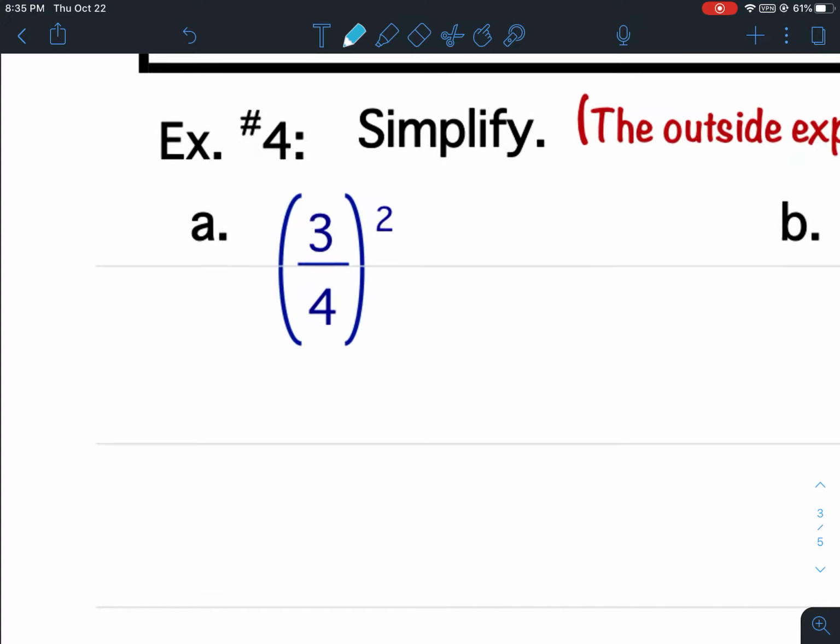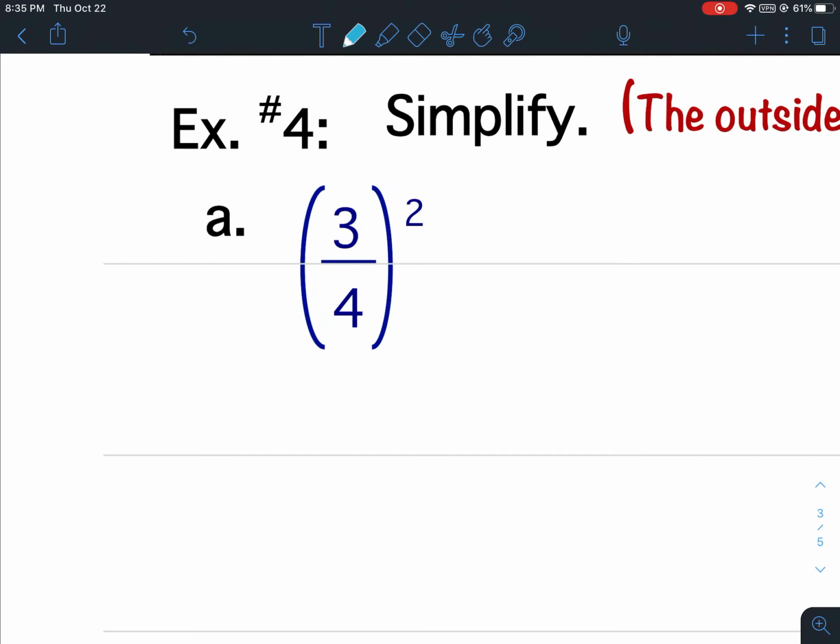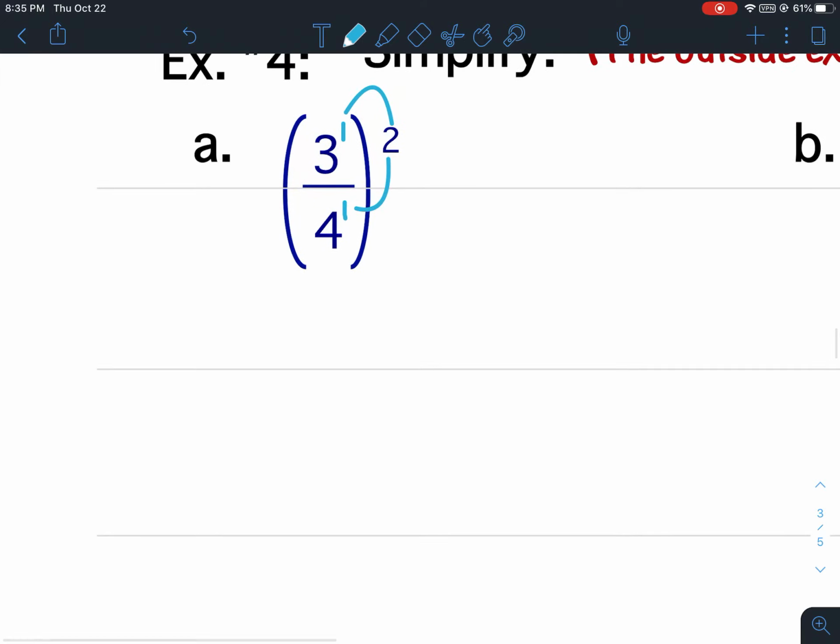So let's look at example A. If you look at example A, 3/4 is a fraction that does not simplify. Because it doesn't simplify, I simply apply the power of a fraction property. So I'm going to multiply each of these exponents. So I'm going to have 3 squared in the numerator and 4 squared in the denominator.